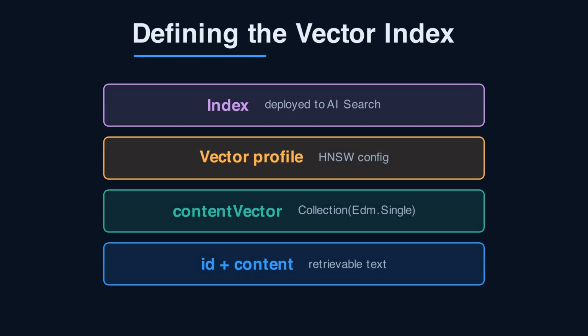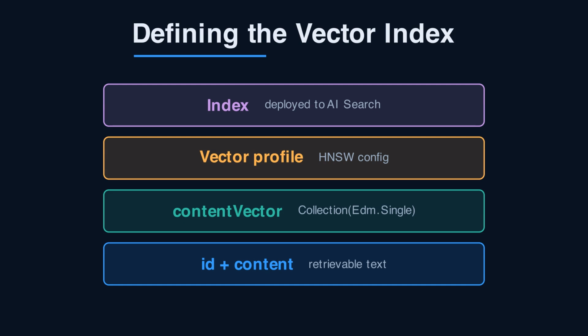Your search index needs a field to hold the vector. Define it as a collection of Edm.Single. Mark it searchable. Set the dimensions to match your model exactly, and attach a vector search profile that points to an algorithm configuration, typically HNSW, hierarchical navigable small world, for fast approximate nearest neighbor search.